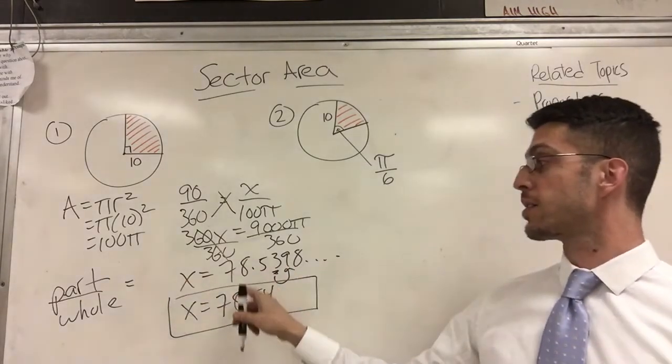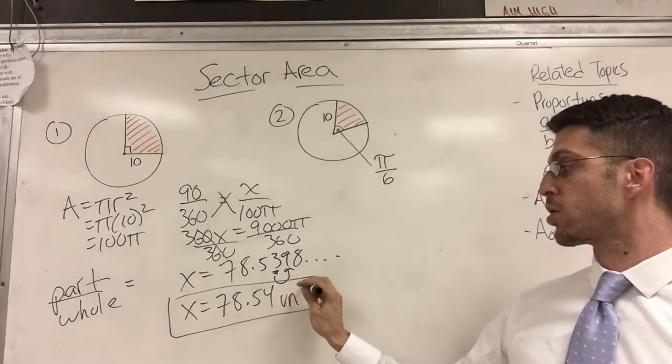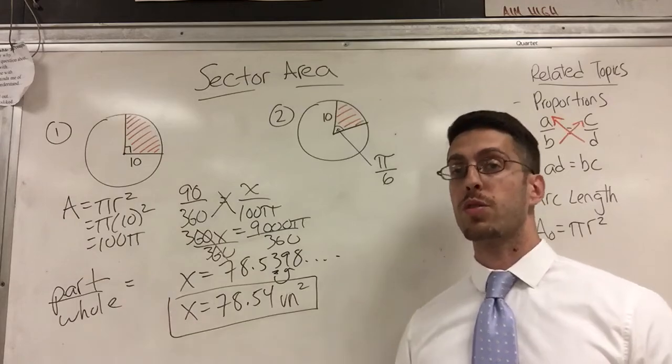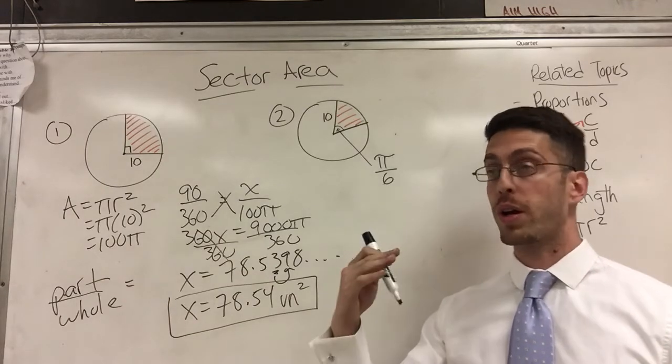And since it's area, the answer is in units squared, whatever it was. If it was centimeters, it'd be centimeters squared. Feet would be feet squared. So whatever the units are, squared.